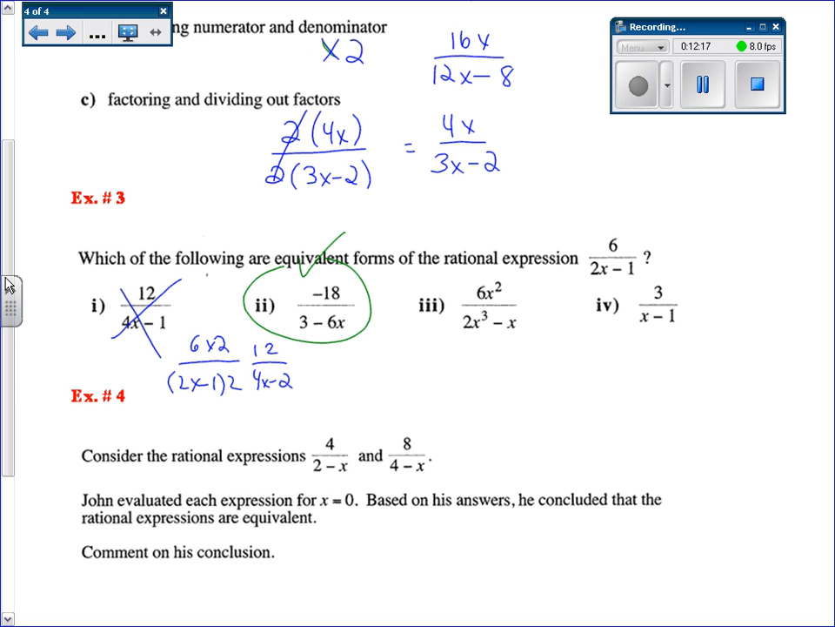This one is 6x squared over 2x cubed minus x. That would be times by x squared, so we would get 6x squared divided by 2x cubed, but then we should have minus x squared. So that one doesn't work. And for divide by 2, we get 6 divided by 2 is 3, 2x divided by 2 is x, minus 1 divided by 2 is negative 1/2, so that one doesn't work. So it was only the middle one.